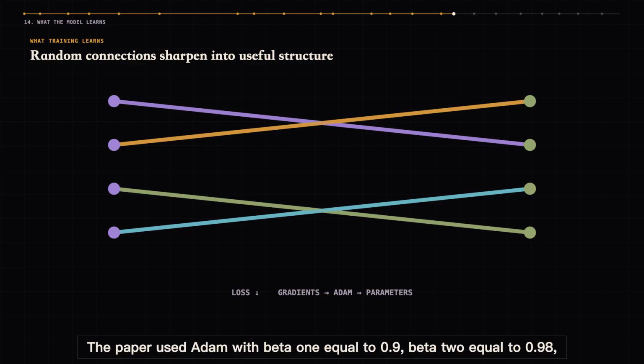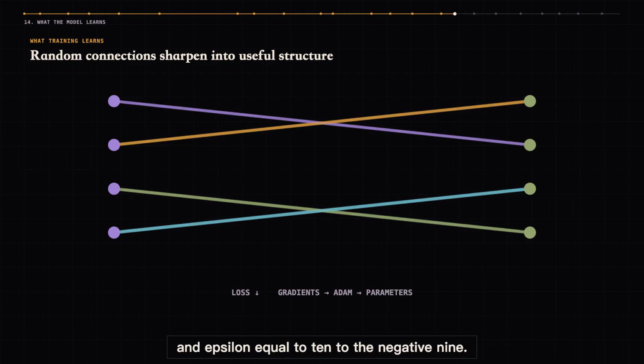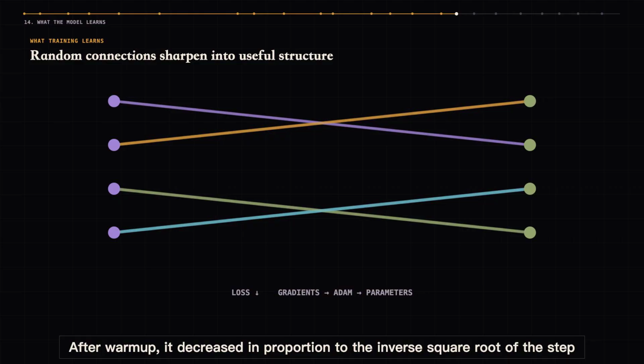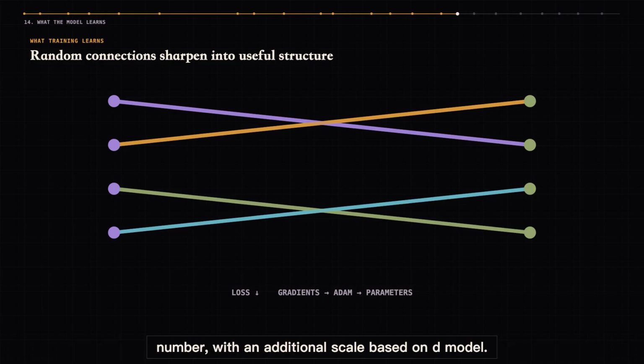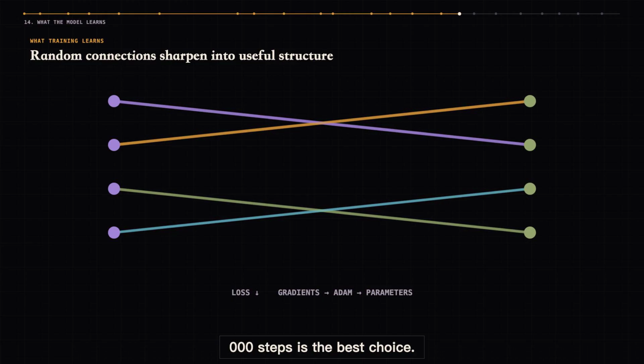The paper used Adam with beta 1 equal to 0.9, beta 2 equal to 0.98, and epsilon equal to 10 to the negative 9. The learning rate rose linearly during the first 4,000 warm-up steps. After warm-up, it decreased in proportion to the inverse square root of the step number, with an additional scale based on d_model. The paper reports this schedule, but does not test why warm-up helps, or why 4,000 steps is the best choice.